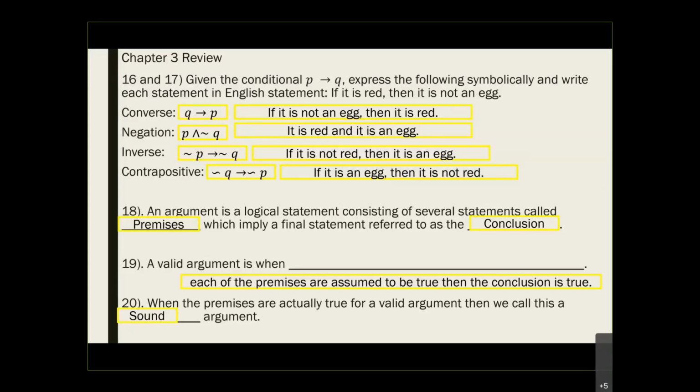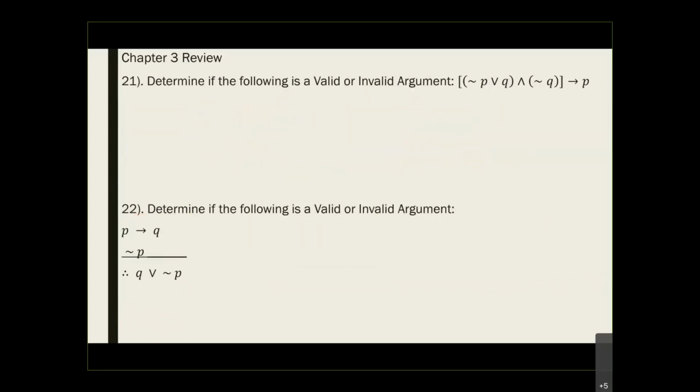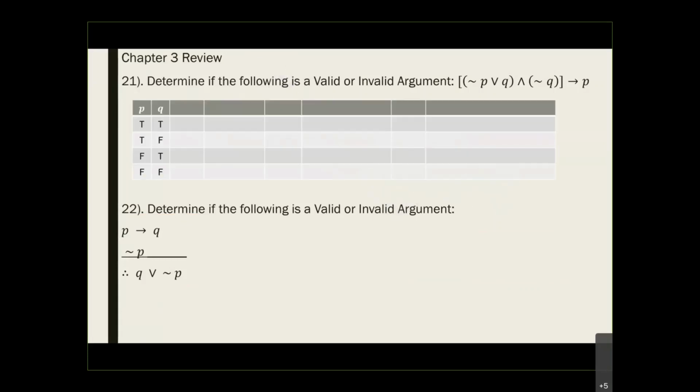Most of the questions on your final exam will probably be something like this: determine if this is a valid or an invalid argument. So how do we determine that? Well, number 21, very easy. The only thing we can do is construct, as always for chapter 3, your truth table.